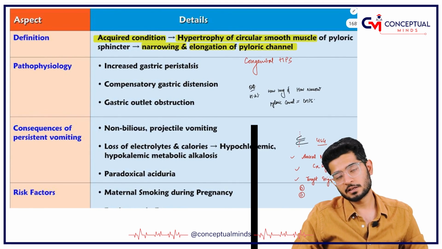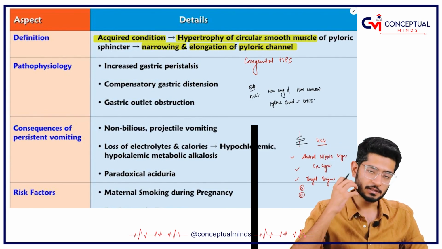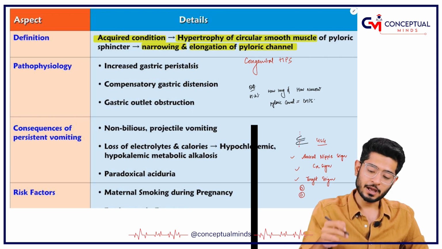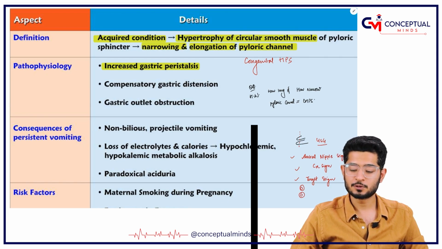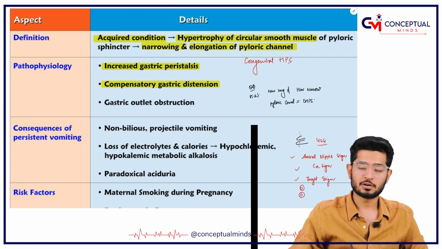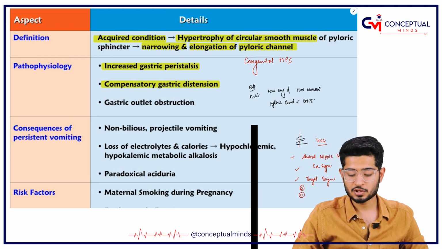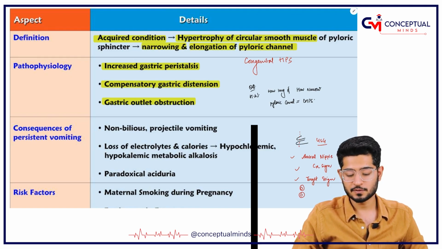So please understand that because there is an obstruction, in order to overcome that obstruction, the stomach is going to contract, with increased contractions, increased gastric peristalsis. There will be compensatory gastric dilatation or compensatory gastric distension, and of course there will be gastric outlet obstruction.